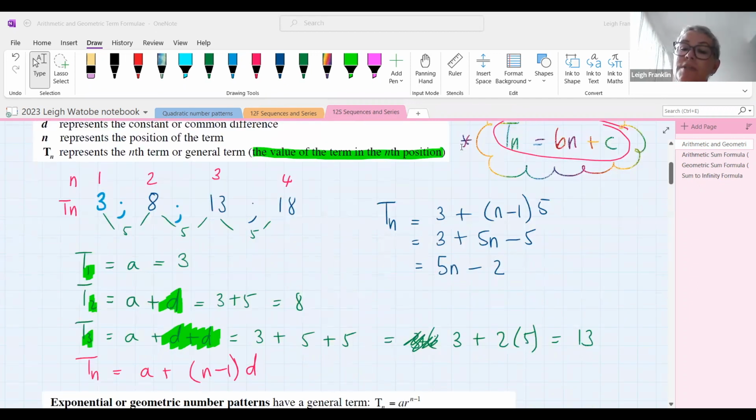So if your teacher is insisting that you use Bn plus C, there's nothing wrong with that. Then you're literally just doing it the same way that you would have done in grade 8, grade 9, where you would have worked out the difference, which becomes your multiplier, and then you can sub in to work out what C is. Okay, no problem. Thank you so much. It's a pleasure.